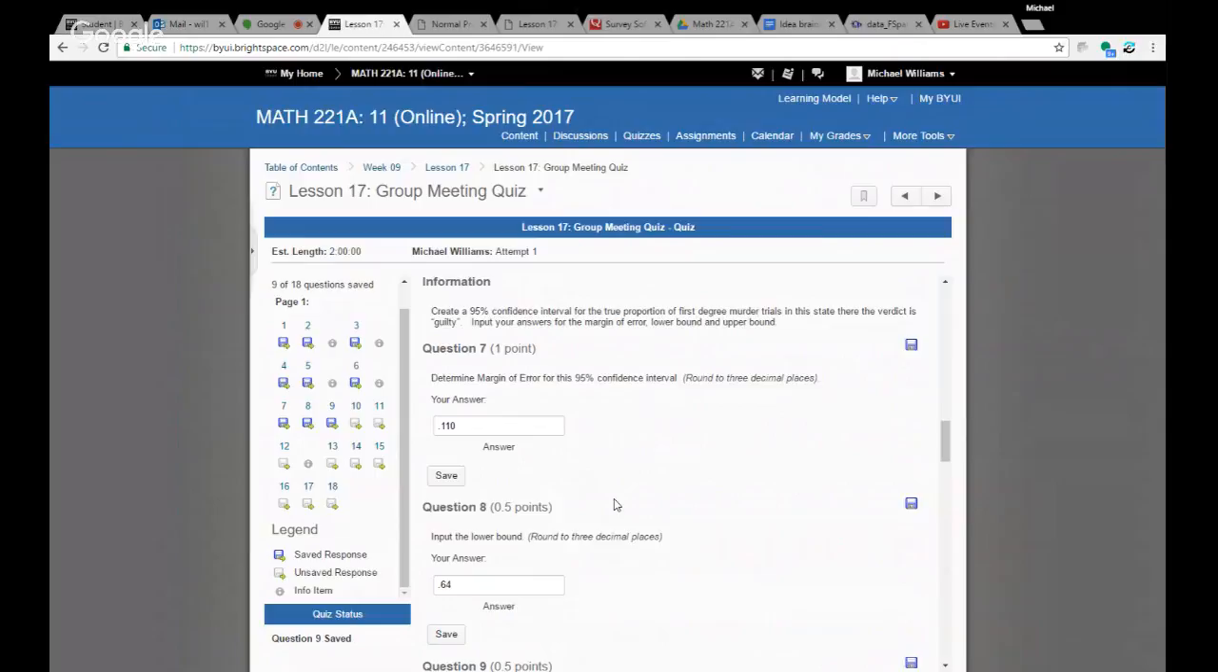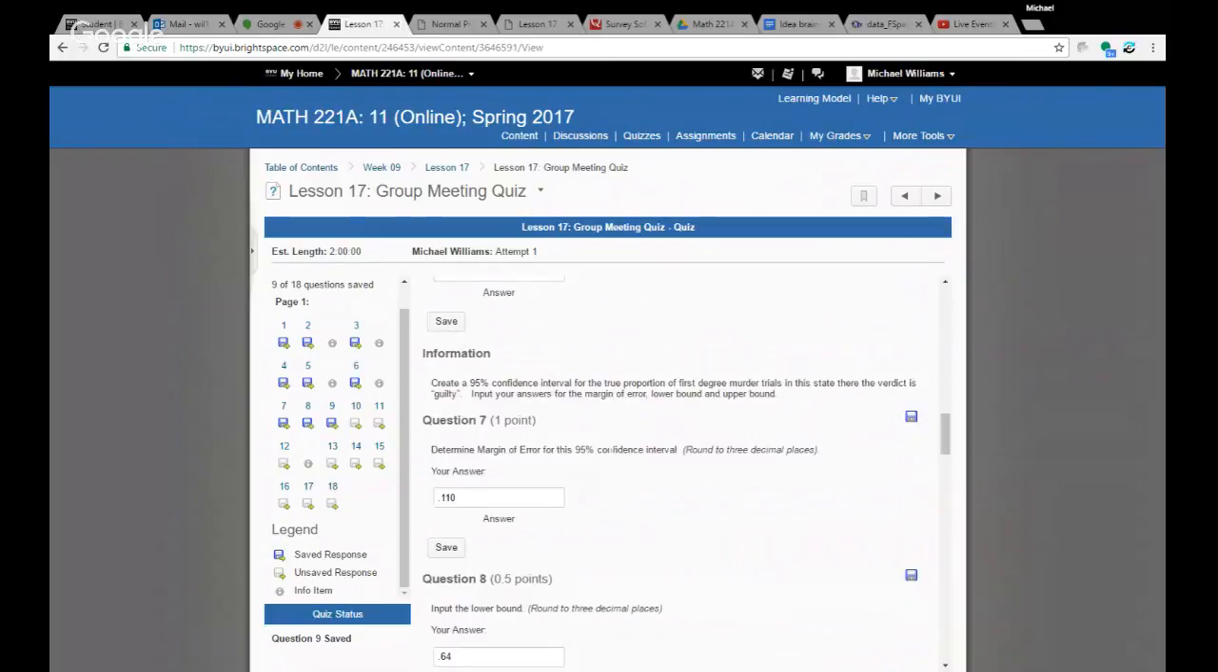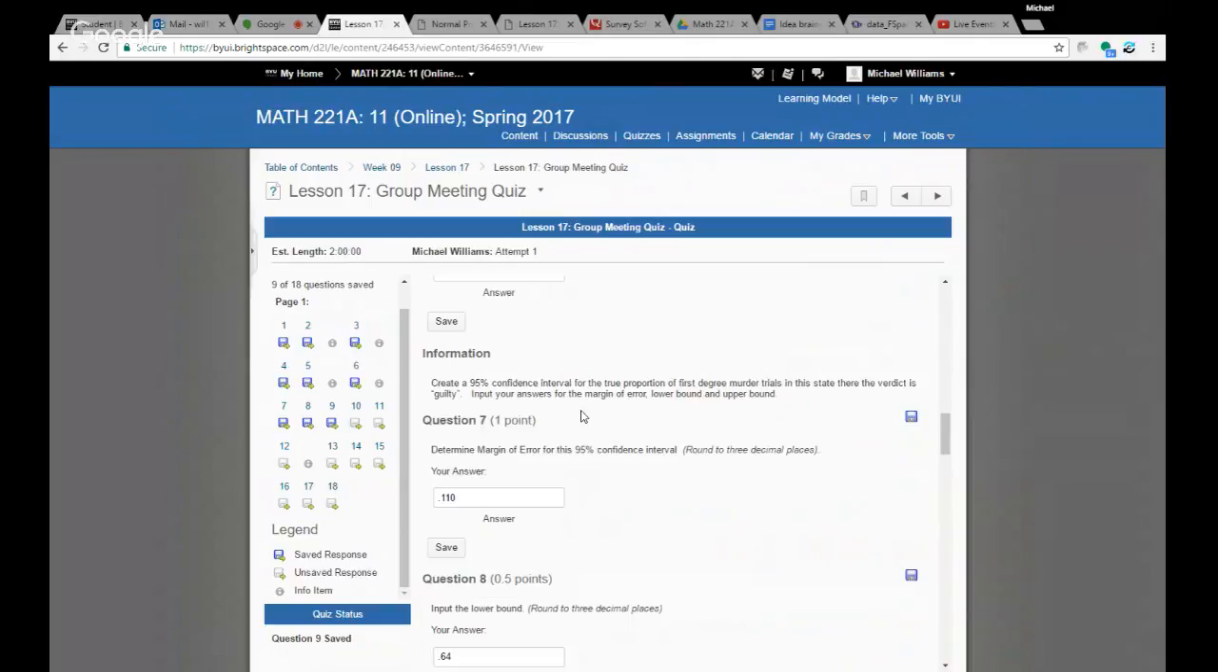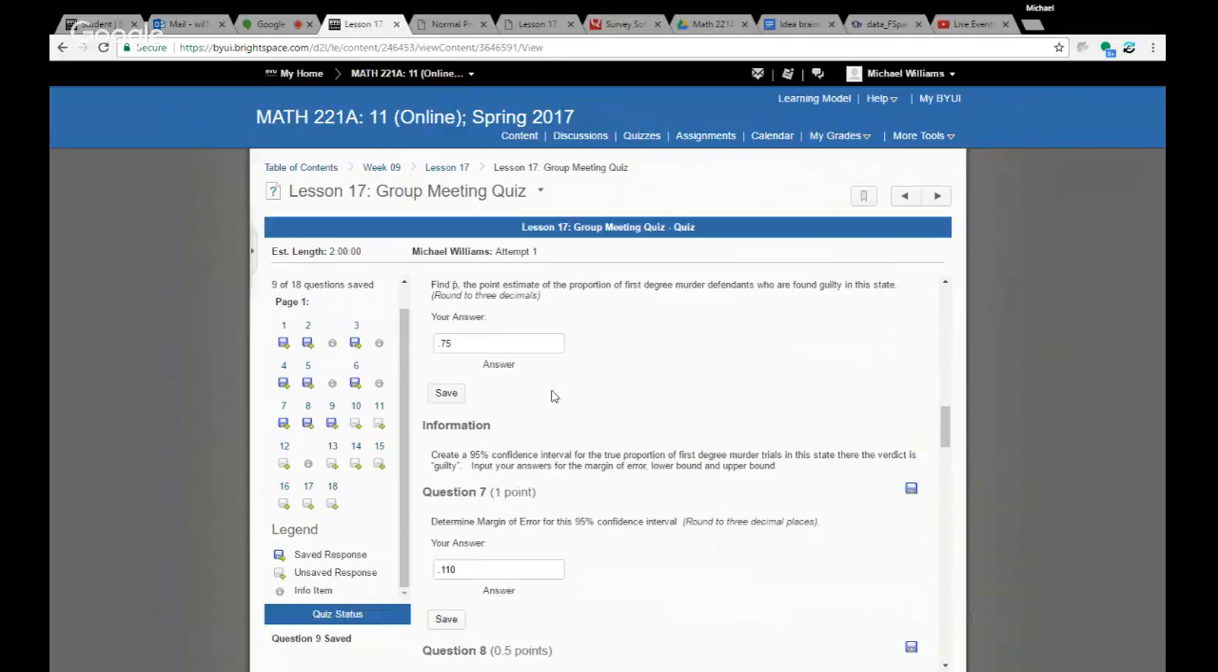All right, so the margin of error should be the middle of the lower and upper bounds then, is that? Yes. Well, no. Yeah, so the margin of error is how far the lower and upper bounds are away from p hat. So p hat's 0.75. To get your lower bound, you're going to subtract the margin of error of 0.11.